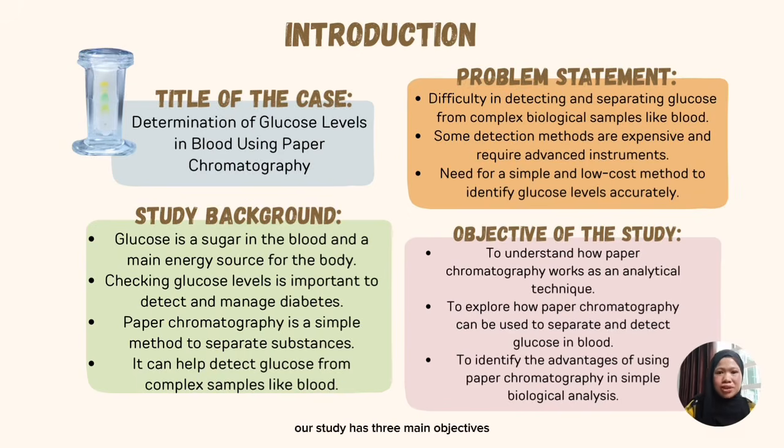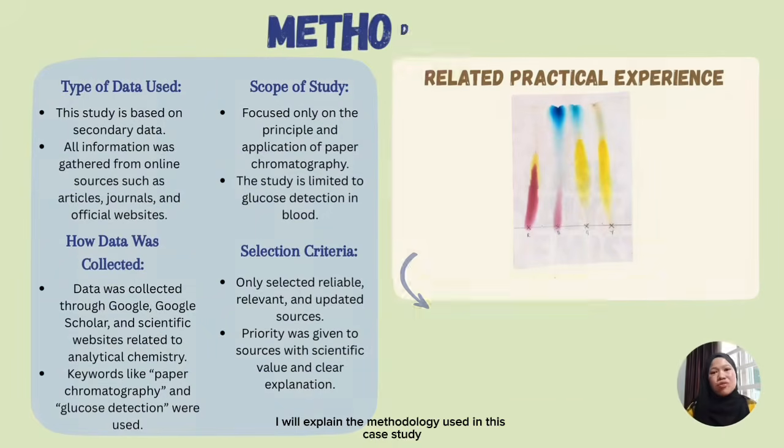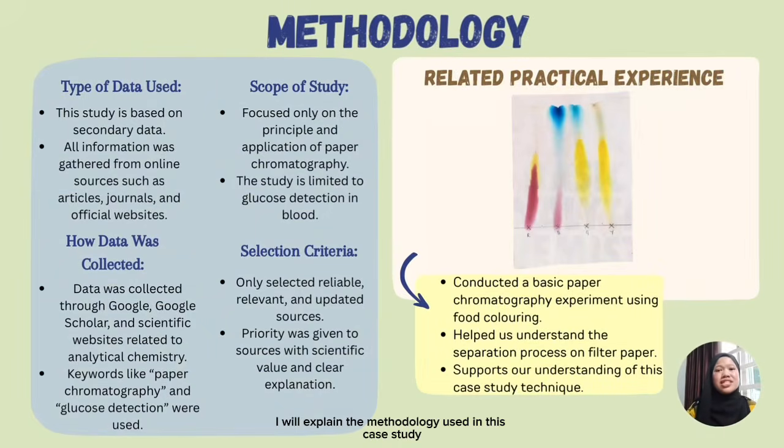Our study has three main objectives. First, to understand how paper chromatography works as an analytical technique. Second, to explore how this method can be used to detect glucose in blood samples. And third, to identify the advantages of using paper chromatography in simple biological analysis. Through this case study, we aim to show how a basic chemistry technique can be applied to important medical situations in a simple way. Now, I will explain the methodology used in this case study.